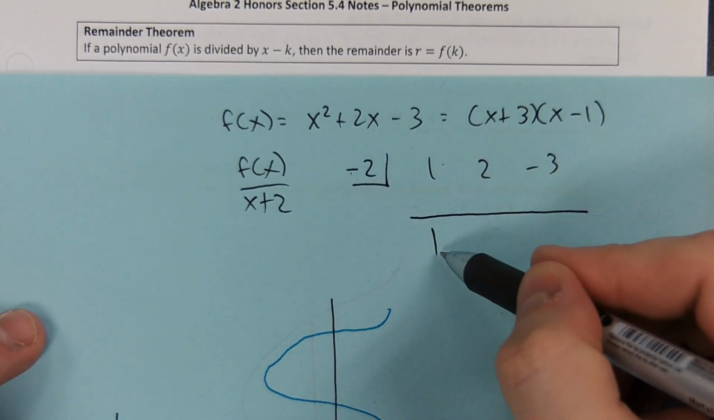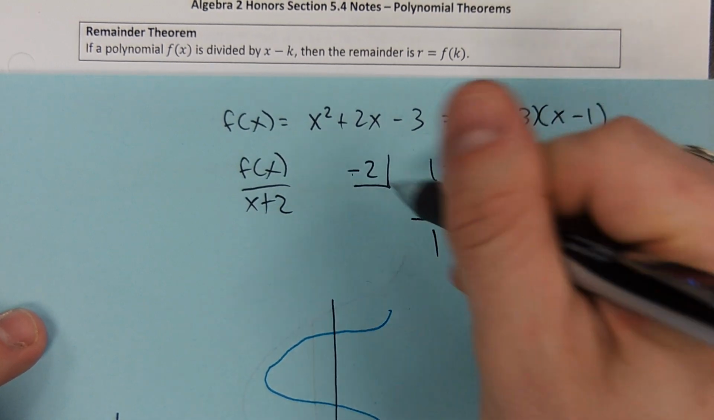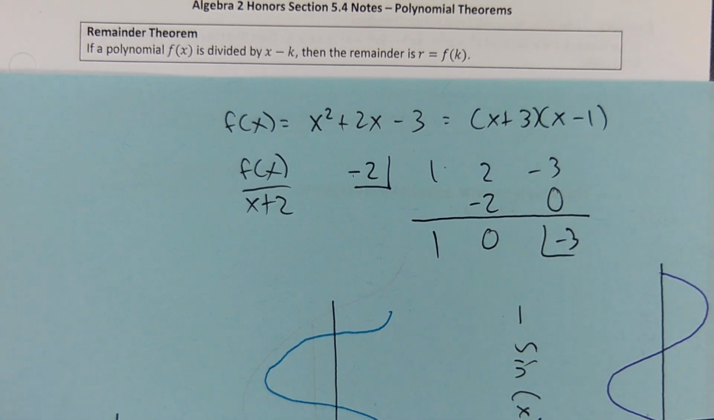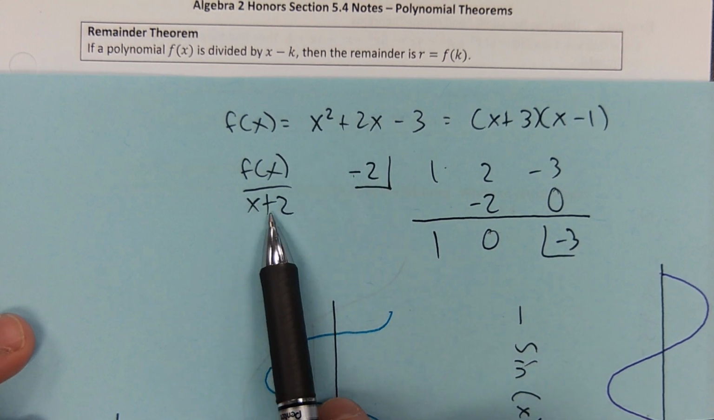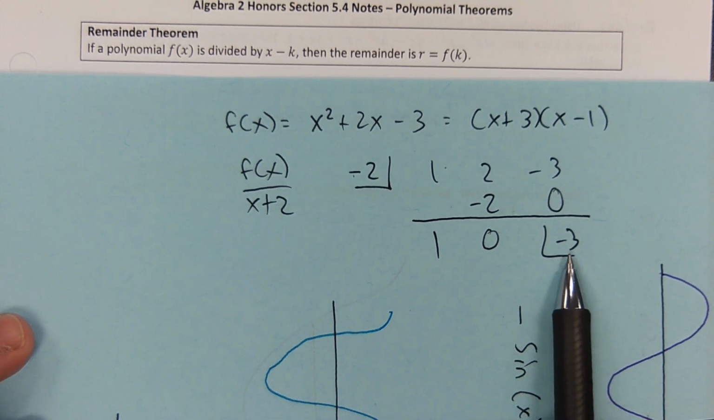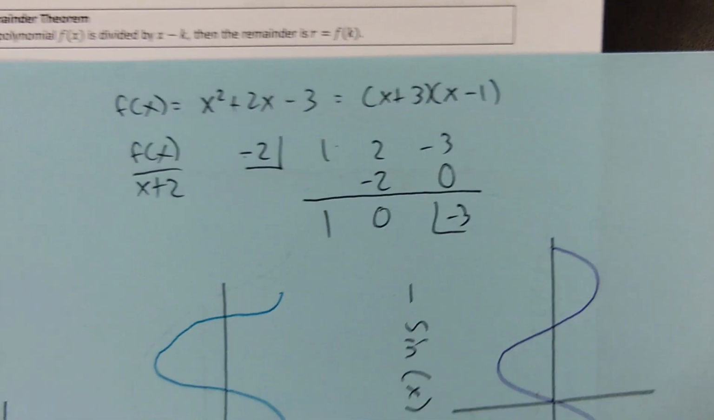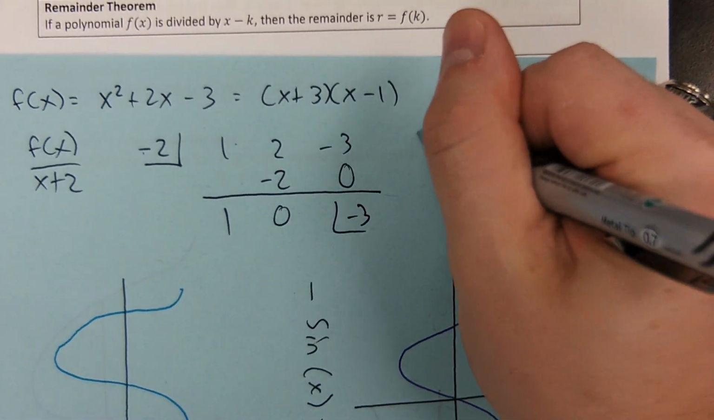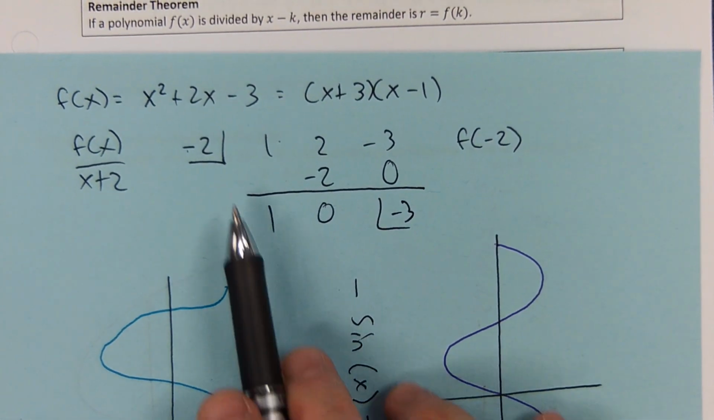Negative 2 times 1 is negative 2. 2 plus negative 2 is 0. 0, negative 3. You can see that if I had divided this quadratic by this linear term, I would have gotten the remainder negative 3, right? The remainder theorem says, instead of doing all that work, we could have just done this. We could have just plugged negative 2 in instead of doing this synthetic division.